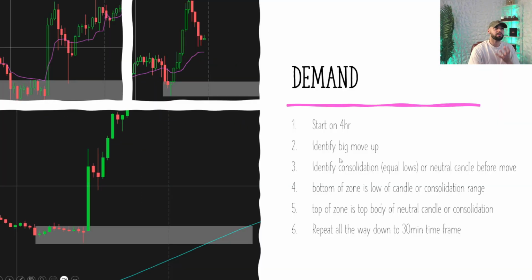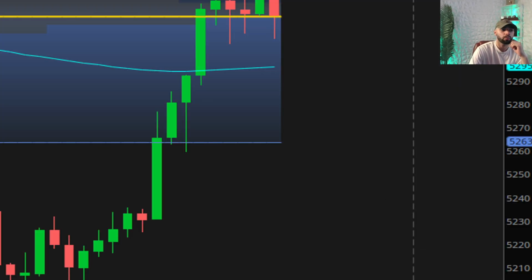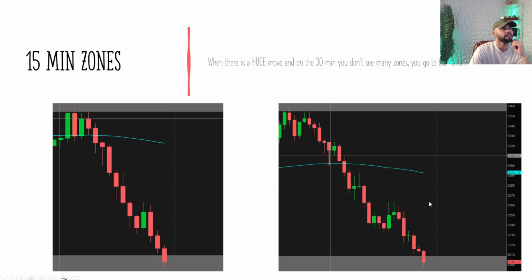4 hours is the same thing, but for demand, it's backwards, right? The bottom of the zone is going to be the low of the wick. The top of the zone is going to be the top of the body. So just flip-flop that. So right here, where's our demand? Bam, right? The 15-minute zone.